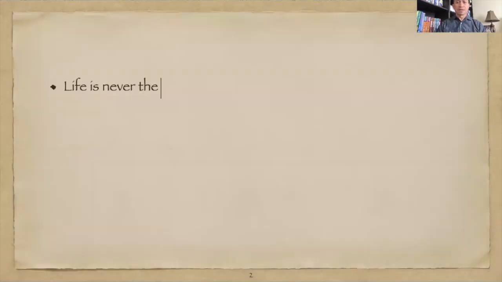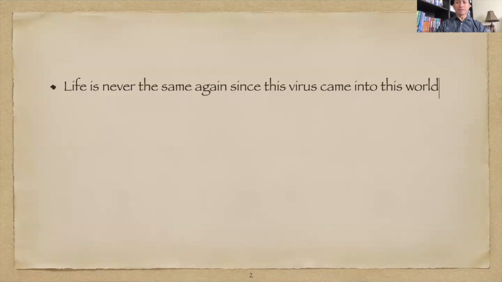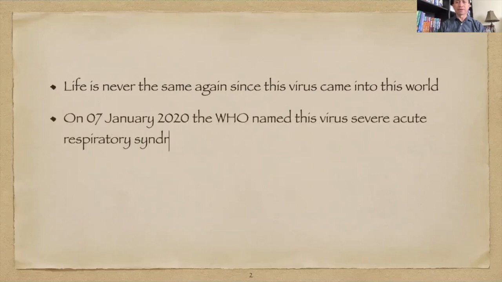Let's proceed with our first slide for today. It says here, life is never the same again since this virus came into this world. Yes, that's right. We used to go out anywhere, anytime, but now our movement is restricted. Why? Because of this infection. The state government is advising everybody to stay home. If you have nothing to do outside, avoid infection, avoid crowded places, stay at home. That is one way of preventing coronavirus infection.